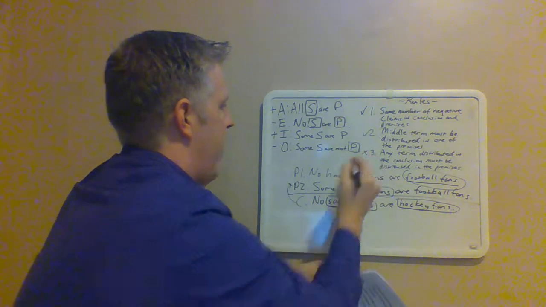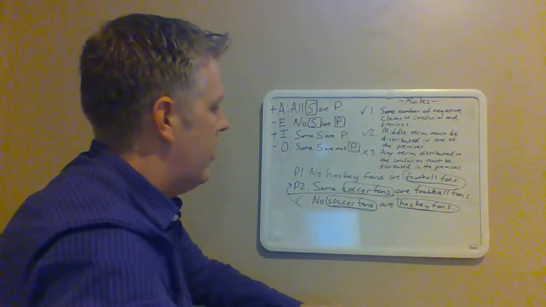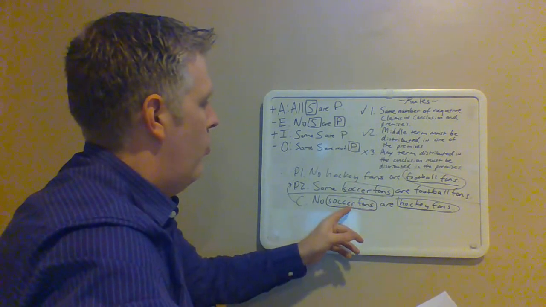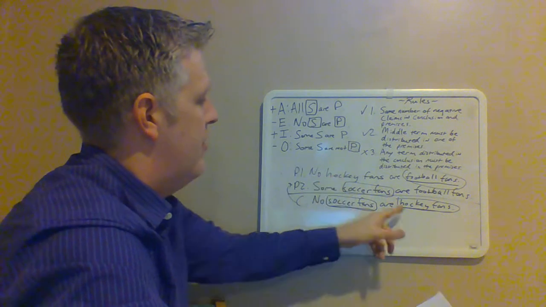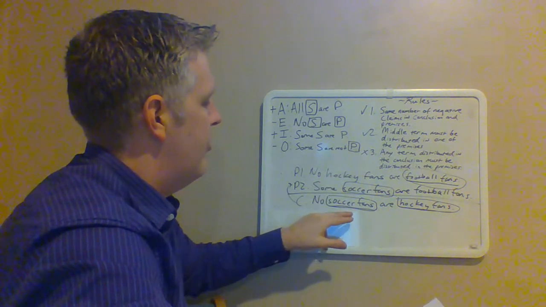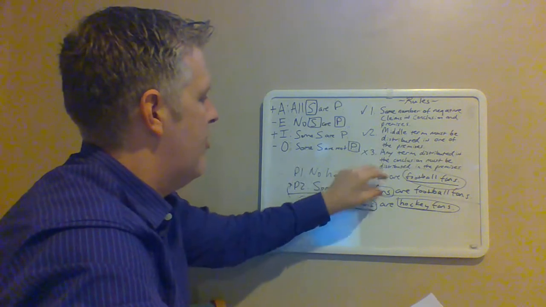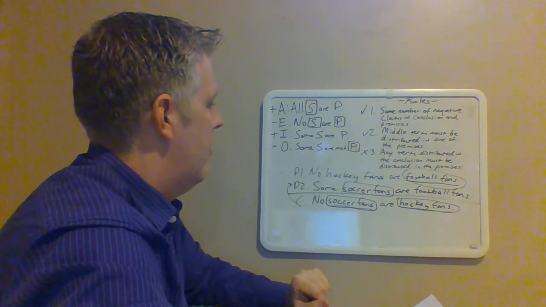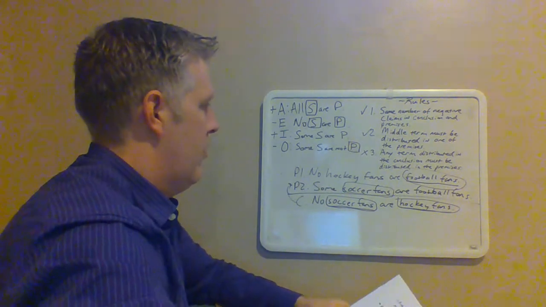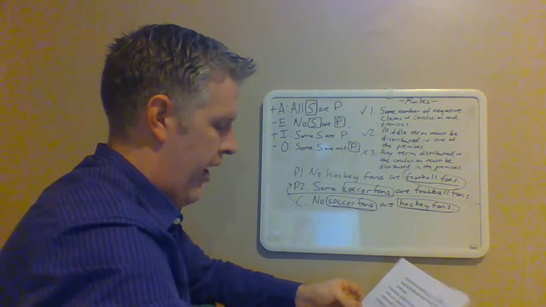So this argument violates Rule 3. Now, hockey fans is distributed in the first premise, so that one is distributed. But one of the terms that's distributed in the conclusion is not distributed somewhere in the premises. So that's why it would violate Rule 3.